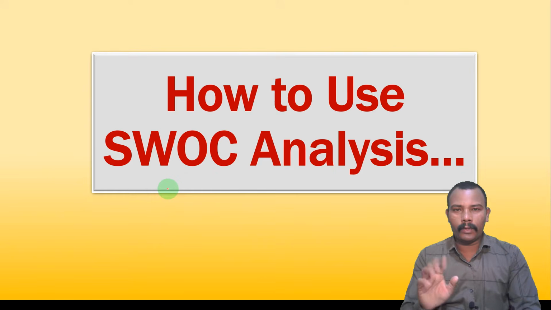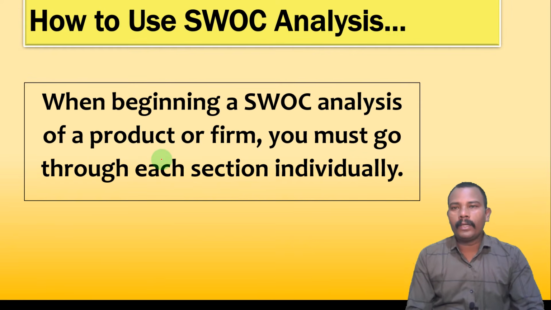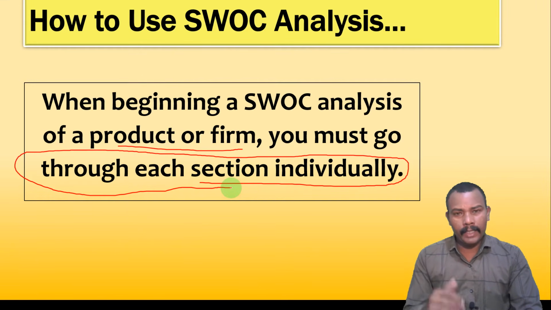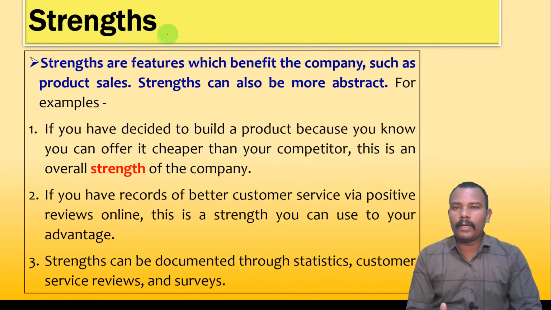Now how to use SWOC analysis? So we are going to focus on this particular point now. When beginning a SWOC analysis of a product or firm, you must go through each section individually. You have to focus on each and every section. So with examples I am going to explain all these points. What is the first point in SWOC? The S stands for strengths. So I am going to write here S.